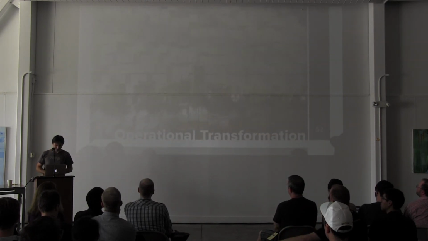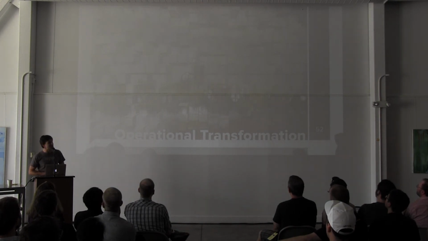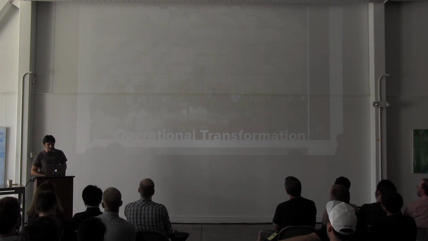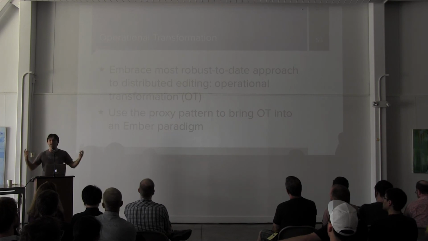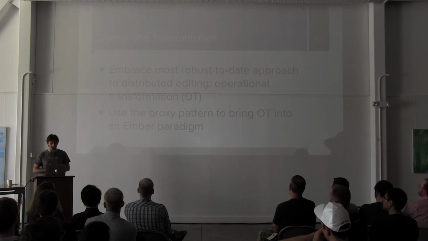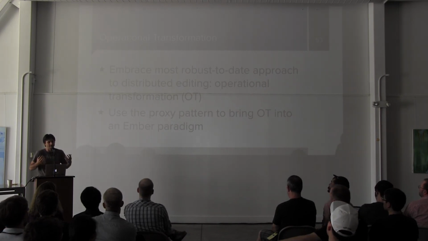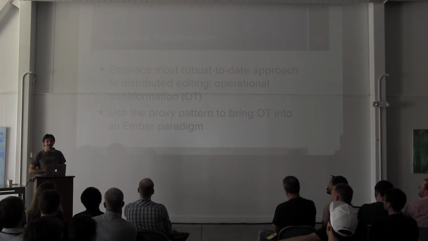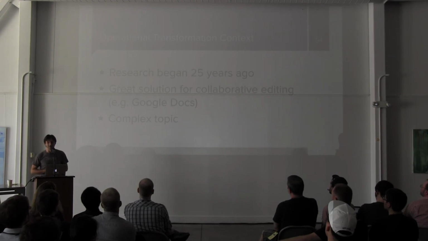Our last pattern, which is brought to you by a transformed version of Cambridge, is operational transformation. The idea here is to embrace the most robust approach to date that we, as a wider software development community, have come up with for distributed editing and dealing with conflicts and offline synchronization. That's the idea of OT, or operational transformation. And then the concept is, how can we make this Ember-y? How can we make it interact well with the rest of the Ember ecosystem? A little bit of context on OT: research began 25 years ago, in 1989.